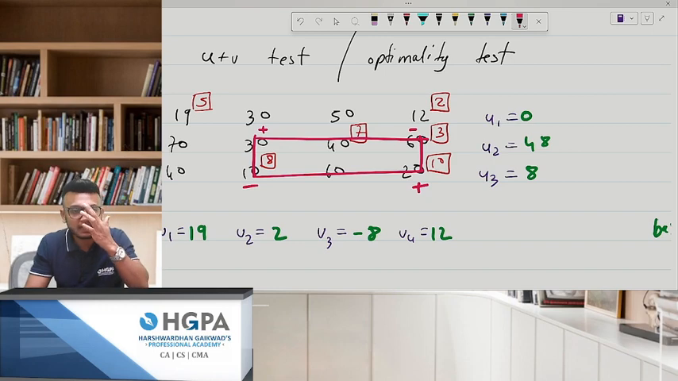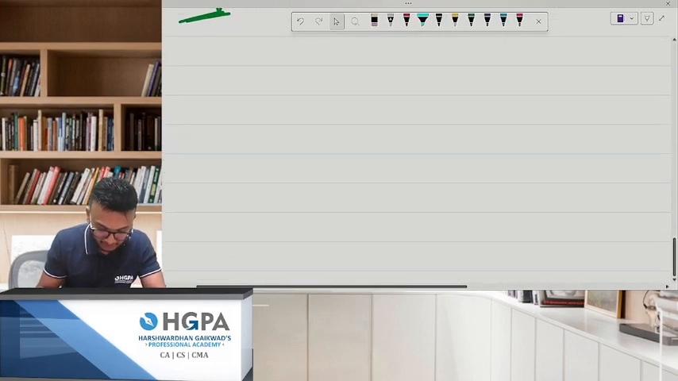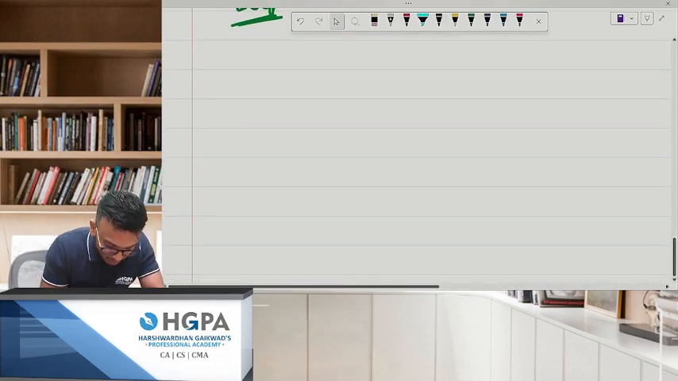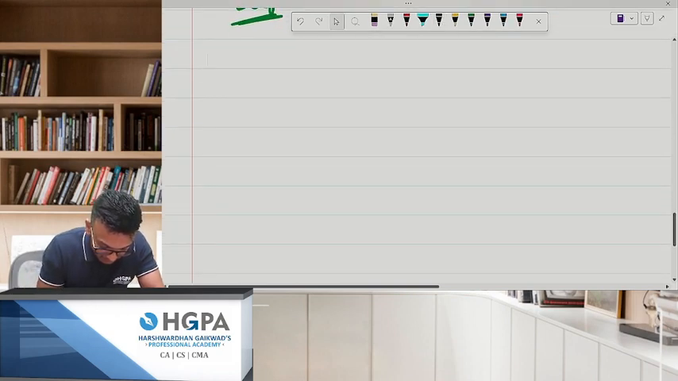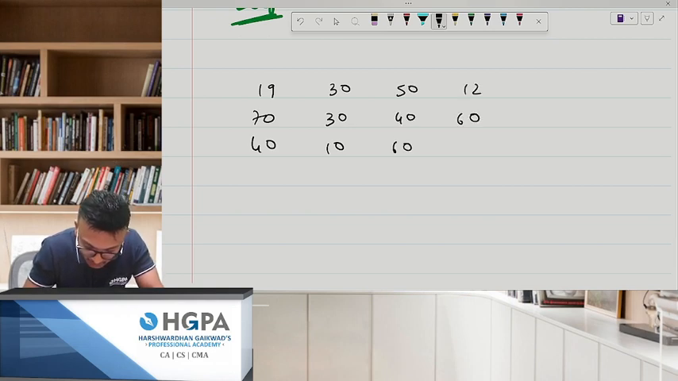So what to do next? Where there is a minus sign, pick up the least quantity. What is the least quantity? I think it is 3. And this quantity 3 you have to add or subtract according to the sign. So I'll write it once again. Pay attention. 19, 70, 40, 30, 30, 10, 50, 40, 60, 12, 60 and 20.